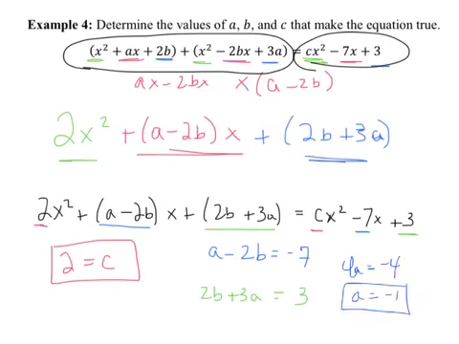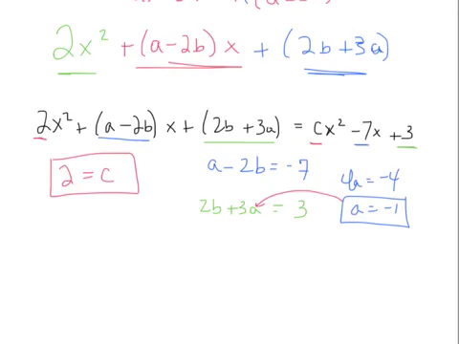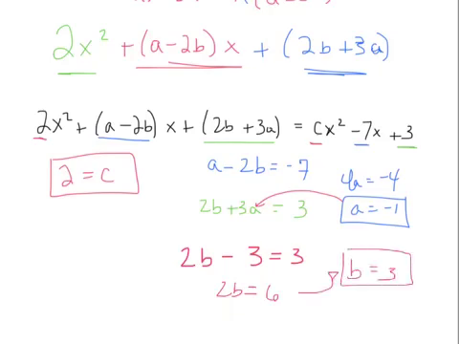So c is 2, a is negative 1, and now if a is negative 1, we can plug it back in. So let's go ahead and plug it back into the second one in this case. It doesn't really matter. So I'll plug this negative 1 in right here. That'll go ahead and give me 2b minus 3 equals 3. And therefore 2b is equal to 6, so b equals 3. So a is negative 1, b is 3, and c is 2.